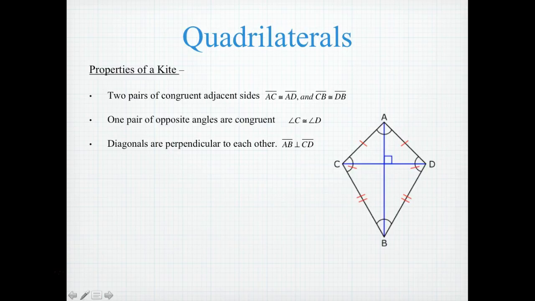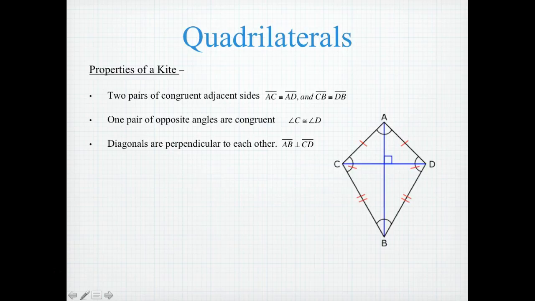So we start with the kite. There are 3 properties of a kite that we're going to discuss. The first is that there are 2 pairs of congruent adjacent sides. So in the kite that's provided below, side AC is congruent to side AD, and side BC is congruent to side BD.